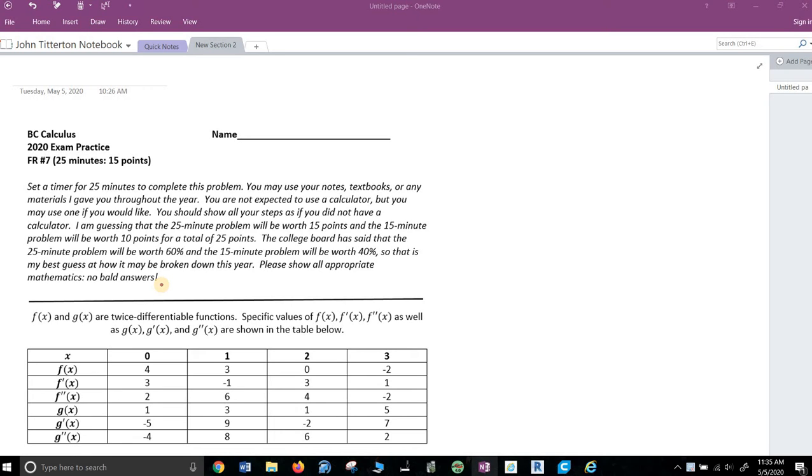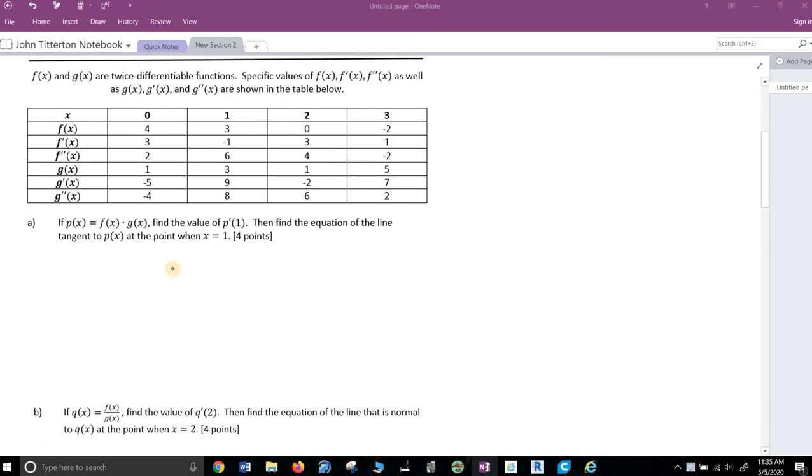Alright, classic stuff here. It's a nice little 25-minute problem. Editorial note, I feel like these are a smidge too easy. They're good. They're really good practice. I feel like they're just a smidge too easy compared to what you're going to see. So anyway, they give you a chance to do some chain rule stuff here.